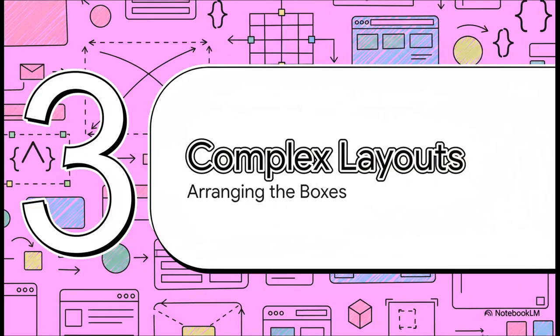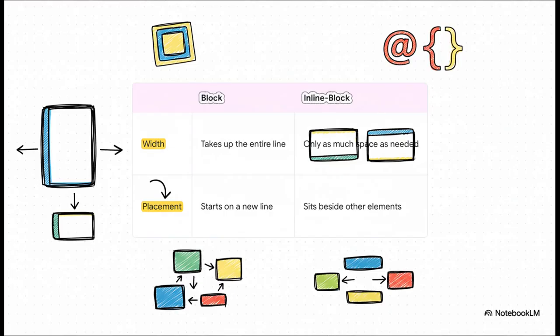Okay, so we understand a single box. The next logical step on our roadmap is arranging all of those boxes together to create a really cohesive, professional-looking layout. By default, elements kind of behave in one of 2 ways. You have block elements, like paragraphs, and they're kind of greedy. They take up the full width they can, and they always force a new line. Then you have inline block elements, like links or images. They're more polite. They only take up the space they need, and they're happy to sit right next to other elements. Knowing this default behavior is key because it helps you understand why you need more advanced layout tools.